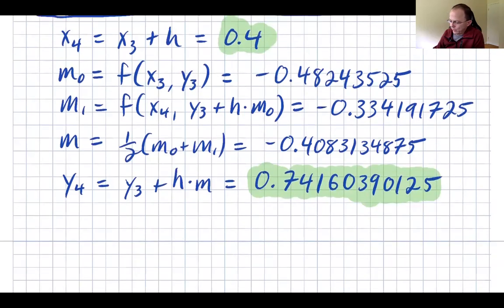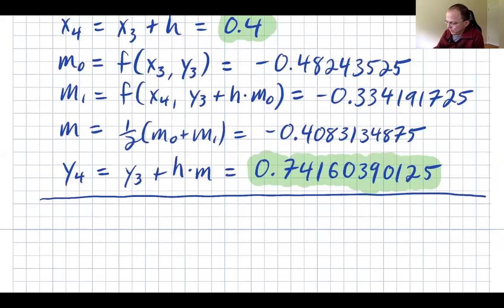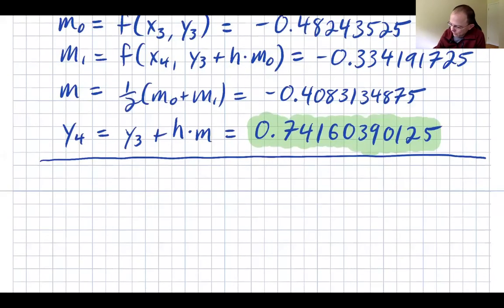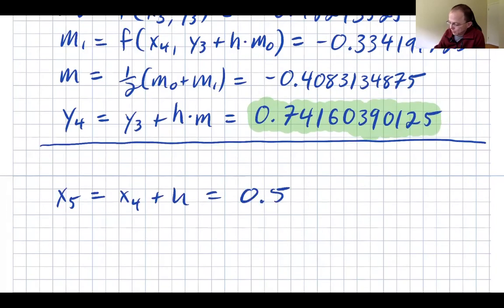So that way you don't lose accuracy from rounding your answers. If you were to round this to only these 4 digits, then you're losing all this accuracy that you get from these digits. Okay, almost done. So x5 is x4 plus h, which is 0.5.